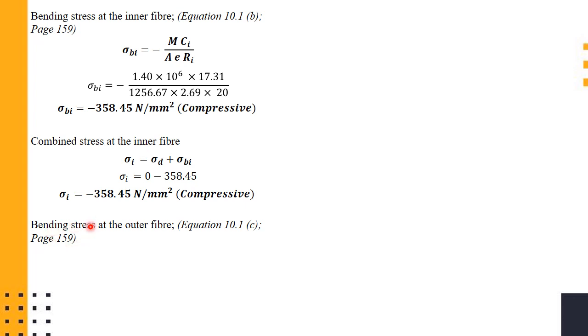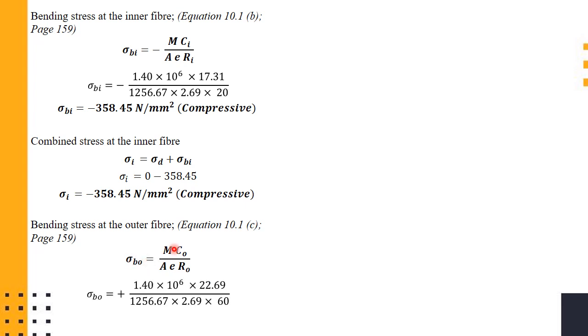Next we will consider the bending stress at the outer fiber. For the bending stress at the outer fiber we will consider equation 10.1c in page number 159. As you can see here, in the equation in the data handbook it is negative, right? But we can't consider negative here. Why? Because at the outer fiber it is tensile stress that will be generated here. So we can't consider negative here, it should be a positive value.